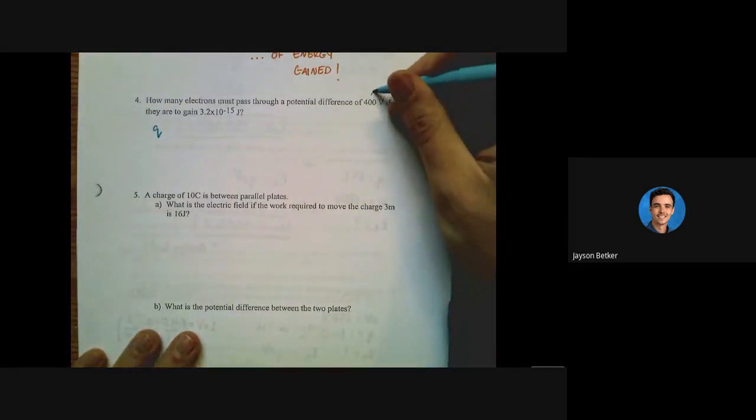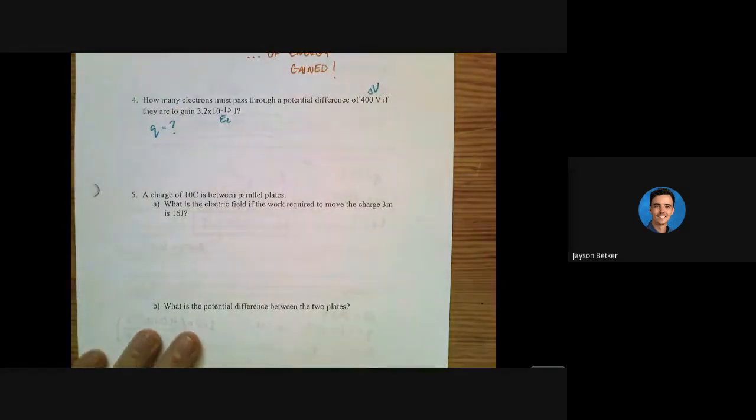Okay, 2 more questions. How many electrons must pass through a potential difference of 400 volts if they are to gain 3.2 times 10 to the negative 15 joules of energy? It's kind of a tricky one. It starts off very straightforward. We already know what we have here, right? We have potential difference here. We have electric potential energy here, and we're trying to find what the charge is.